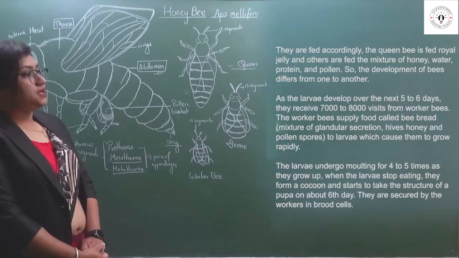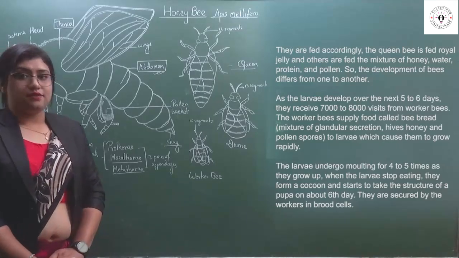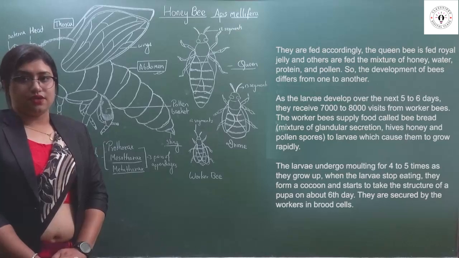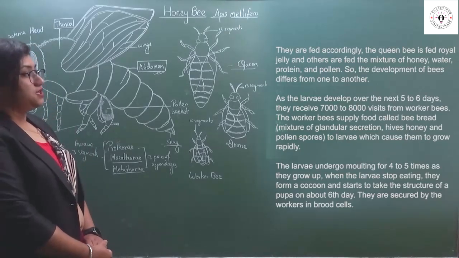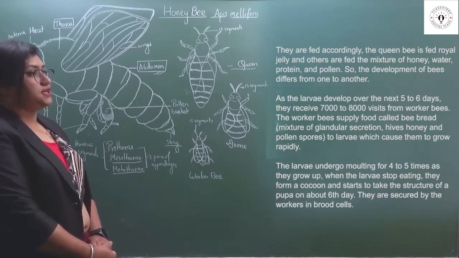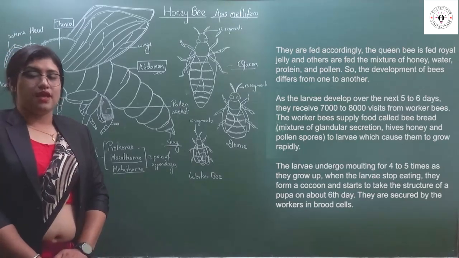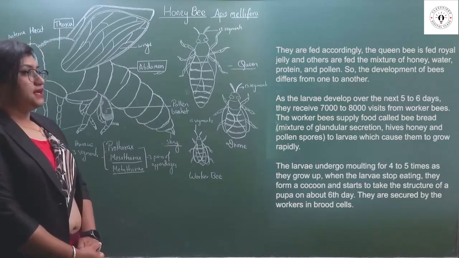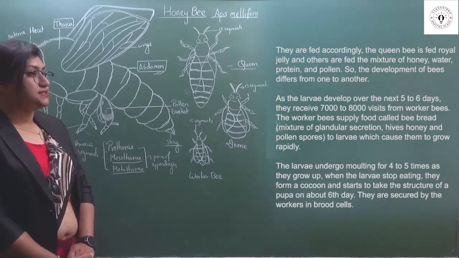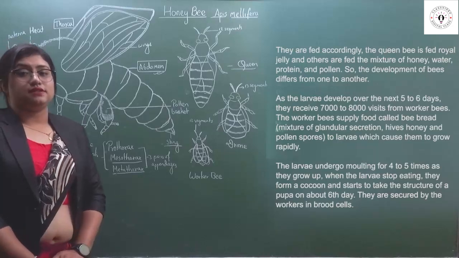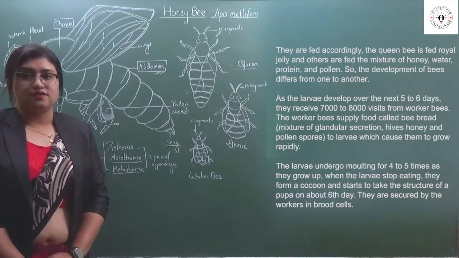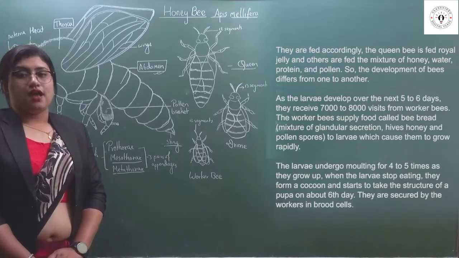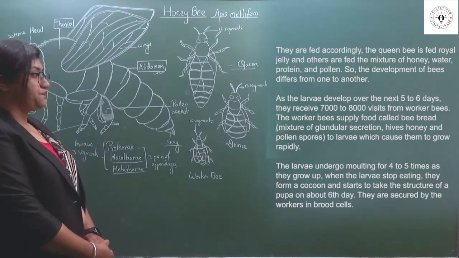Here, the queen bee is fed royal jelly all the time. Every diet is supplied by the worker bee, whereas the mixture of honey, water, protein and pollens is given to the other larvae as well as the adult honeybees. The larva gets developed over the next 5 to 6 days. During this time, they receive 7,000 to 8,000 visits by the worker bees. So all the time there is feeding, and that is all done by the worker bee.